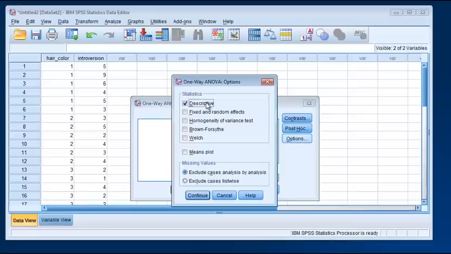Descriptive statistics gives us means and standard deviations. Homogeneity of variance test, that's Levene's, will tell us if we've met that assumption, and if we haven't, then Brown-Forsythe and Welch are good alternatives to the ANOVA. You could select means plot, but if you do that, you're just going to get a line graph, which doesn't look all that good, so it's better to do a bar graph yourself.